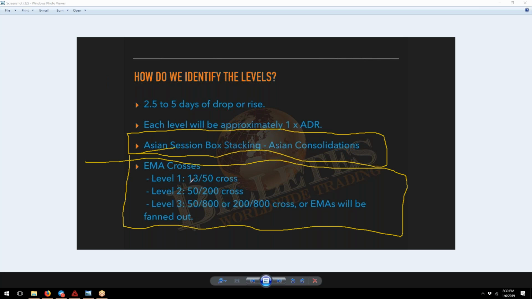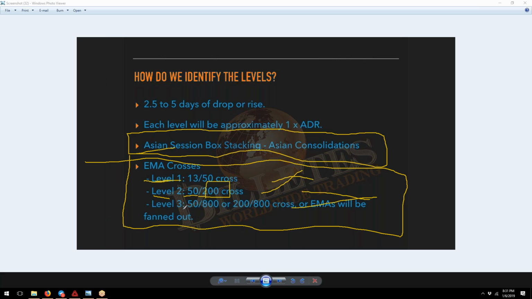Level 1, the 13, the catch up, will cross over the 50, the water. They'll cross each other like that. You're probably at level 1. Level 1 rise or level 1 drop, depending on which way it's going. Level 2, the water, the 50, will be crossing the Mayo, the 200. They'll cross each other.